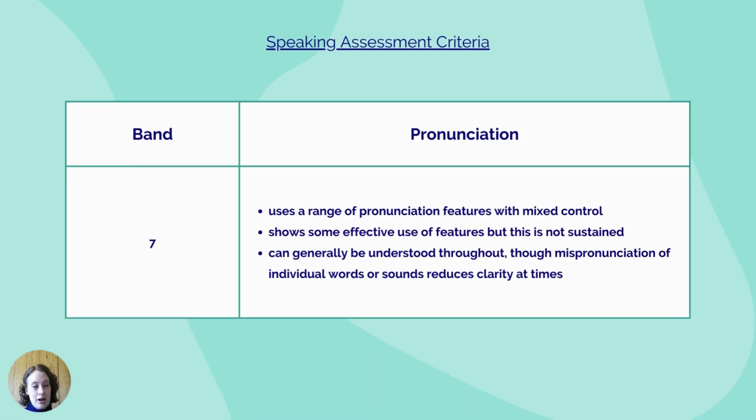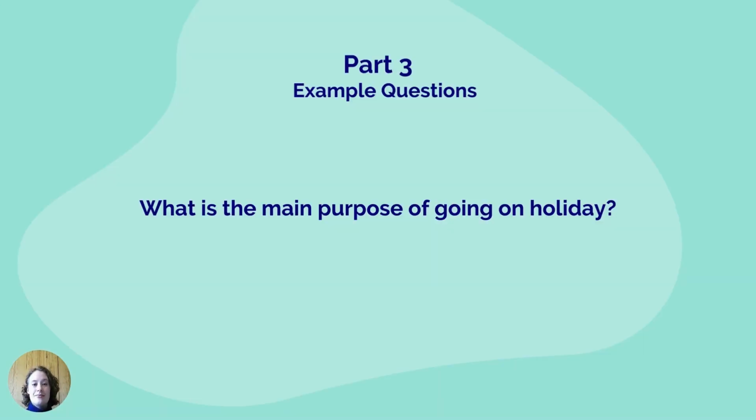Here you can see the marking criteria for a Band 7 answer. As you can see, mispronunciation of individual words or sounds may happen, but you should generally be understood. So, let's take a look at another example question and its model answer, this time with a special focus on the pronunciation of that answer.